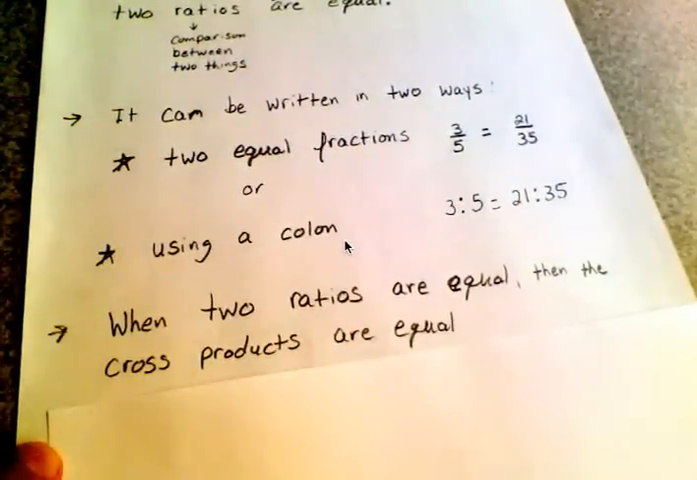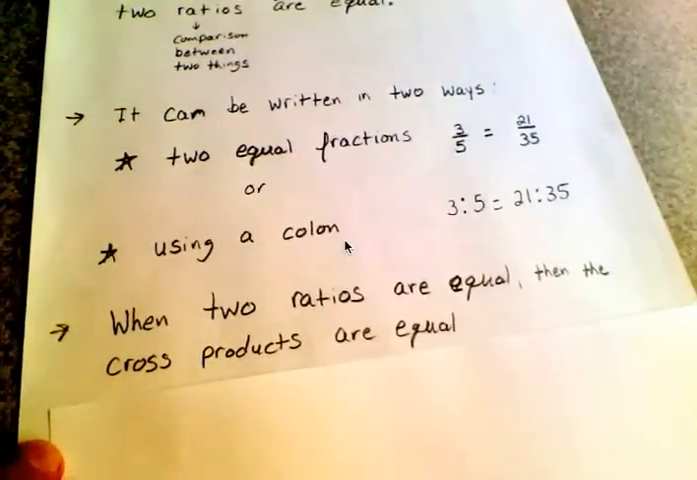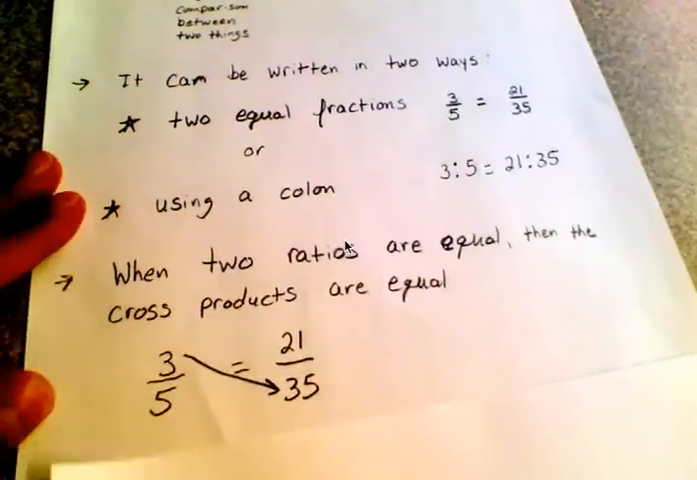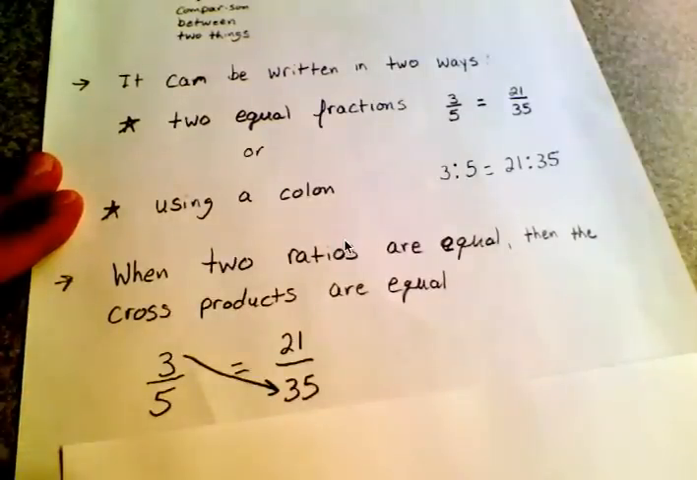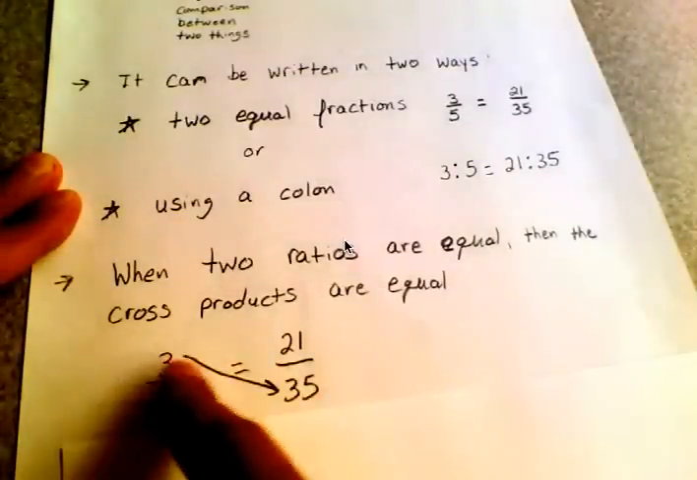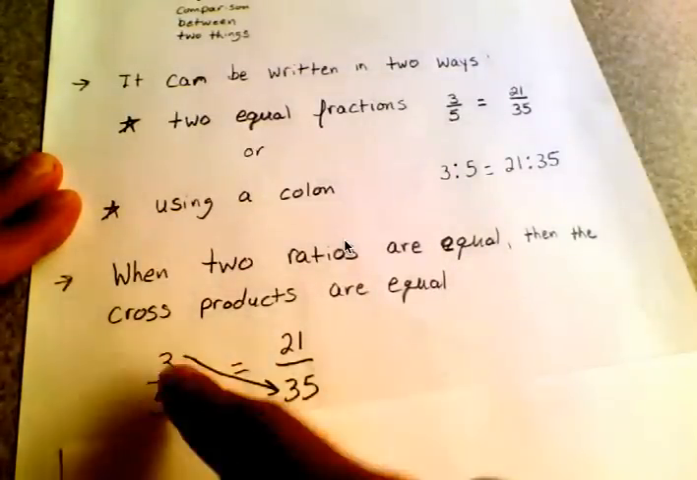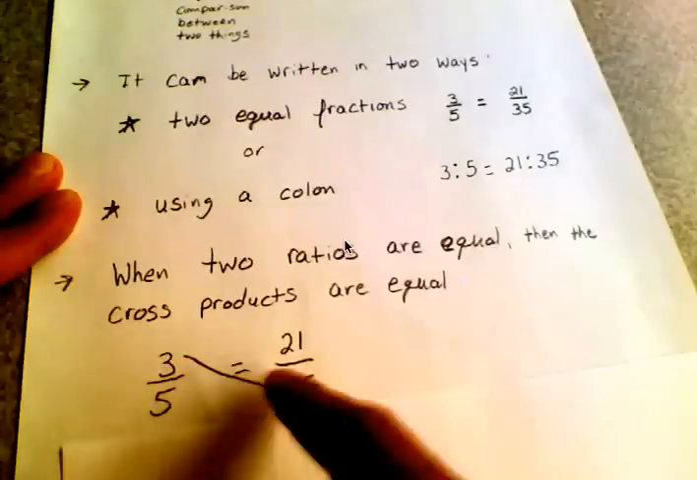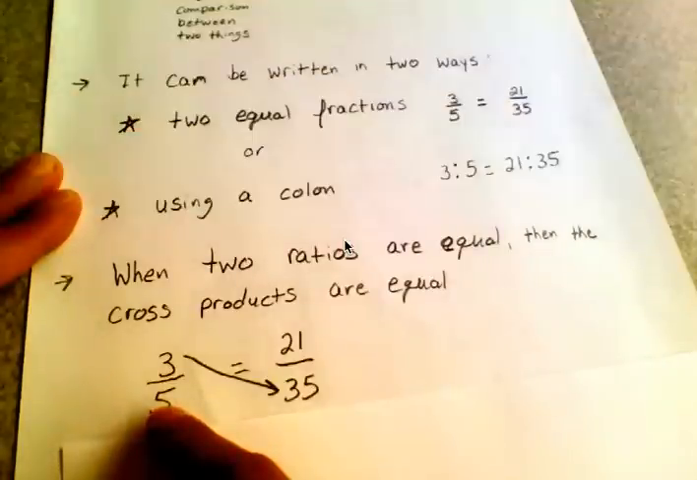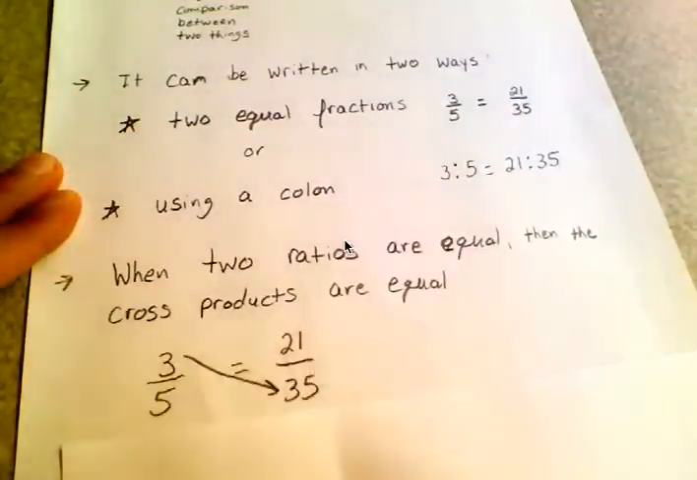Here is a pattern that we found. When two ratios are equal, then the cross products are equal. What do we mean by that? Let's take our ratios, 3/5 and 21/35. When the two ratios are equal, we have found a pattern that when we multiply across, in other words, 3 times 35, that is going to be equal to when we multiply across and take 5 times 21.